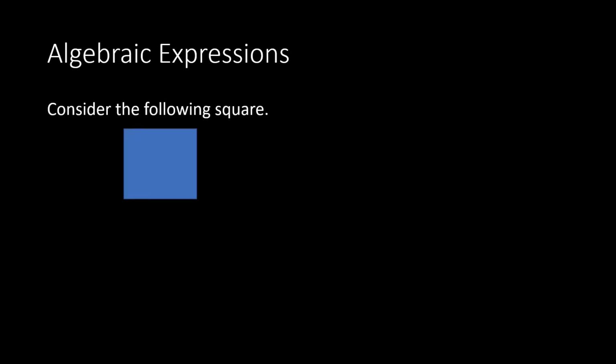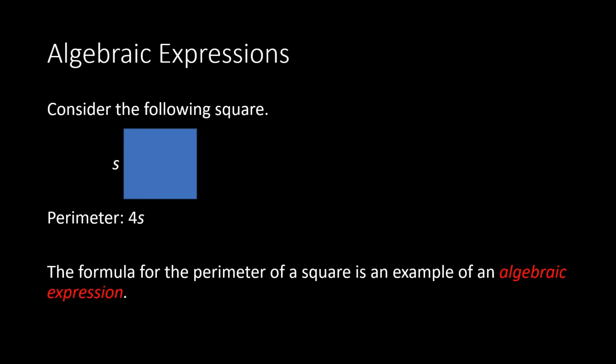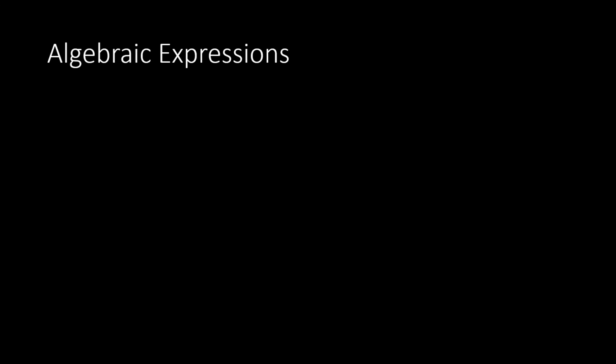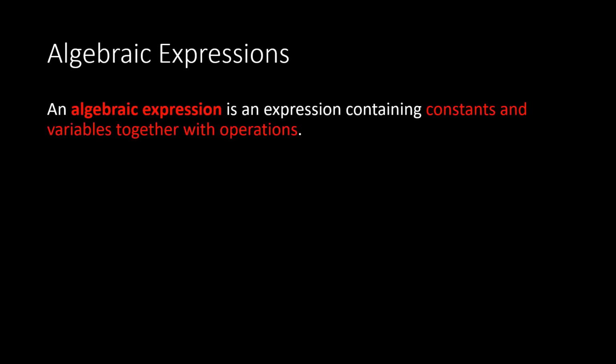Consider the following square. If S is the measure of one side of the square, then its perimeter is 4S. The formula for the perimeter of a square is an example of an algebraic expression. An algebraic expression is an expression containing constants and variables together with operations. For example, 4S. This actually means 4 times S.